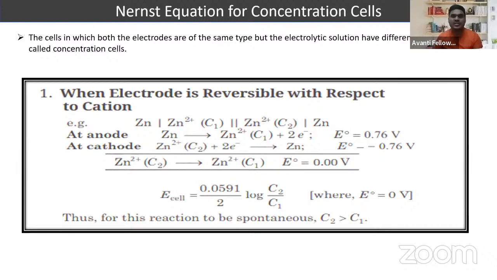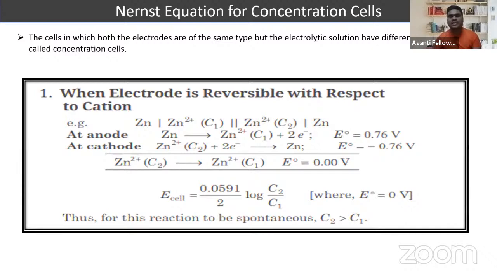So when the electrode is reversible with respect to a cation, that is Zn2+ having concentration C1, and Zn2+ to Zn having concentration C2. At the anode, it loses two electrons; at the cathode, it accepts two electrons. Obviously, the standard electrode potential of this cell is zero, since both electrodes are zinc.